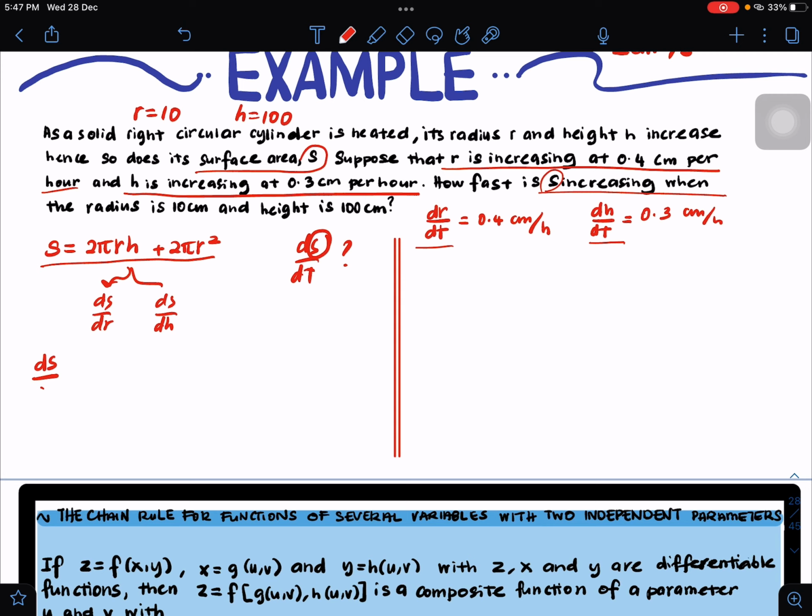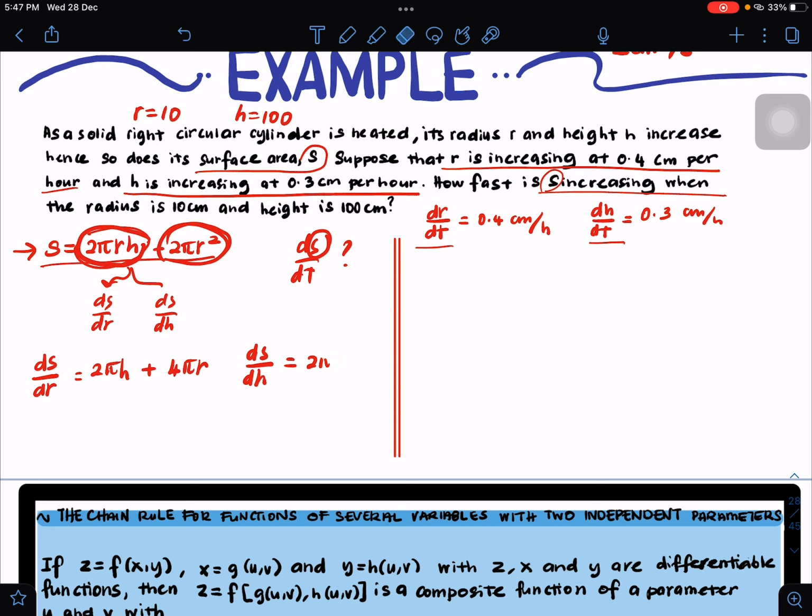So dS dr means that we differentiate s with respect to r. So yang lain tu akan jadi constant. So differentiate this one with respect to r will give you 2 pi h plus differentiate this one with respect to r will give you 4 pi r. So this one is dS dr. What is your dS dh? Okay, differentiate this one with respect to h. So yang lain akan jadi constant, 2 pi r, plus this one differentiate kepada h, kosong lah sebab tak ada h dekat sini. So ini adalah constant. Differentiate constant adalah kosong.